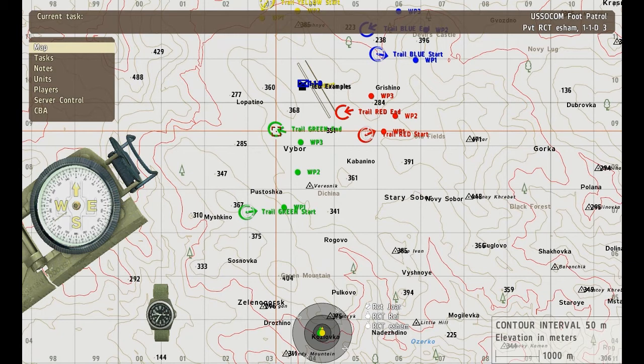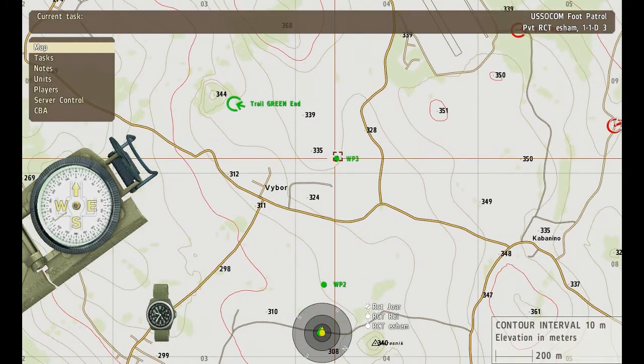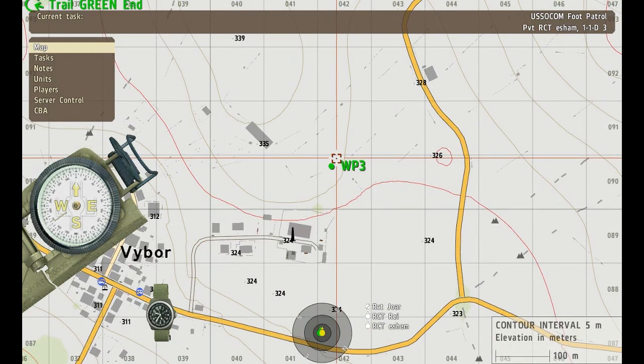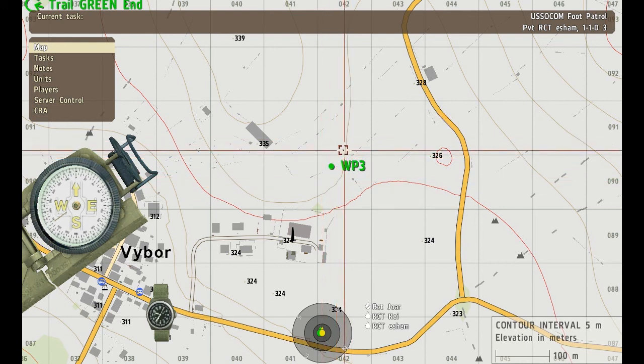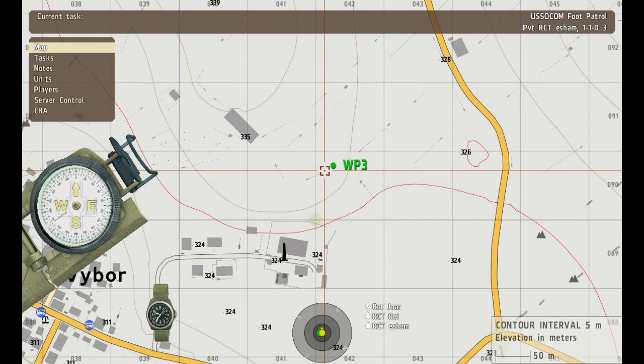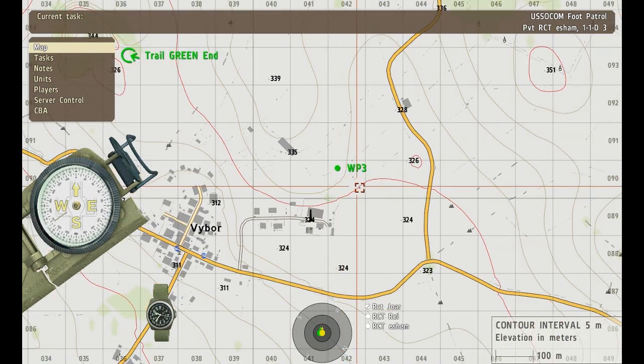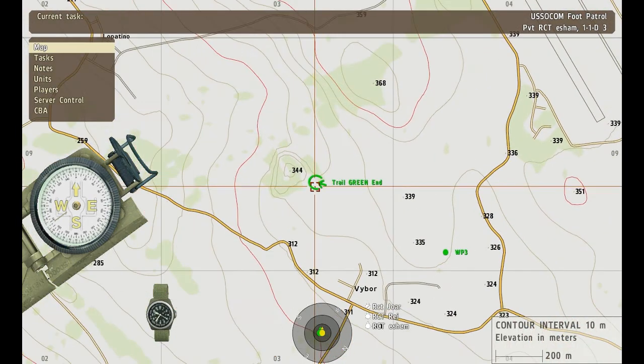Find waypoint 3, Whiskey Papa 3 mark, in green. That's near Vybor. It should be just south of the airfield on the map. Okay, 042 and 091. 090. Yes, 090. You can zoom in more to have 6 digits appear. I use the scroll wheel for that.